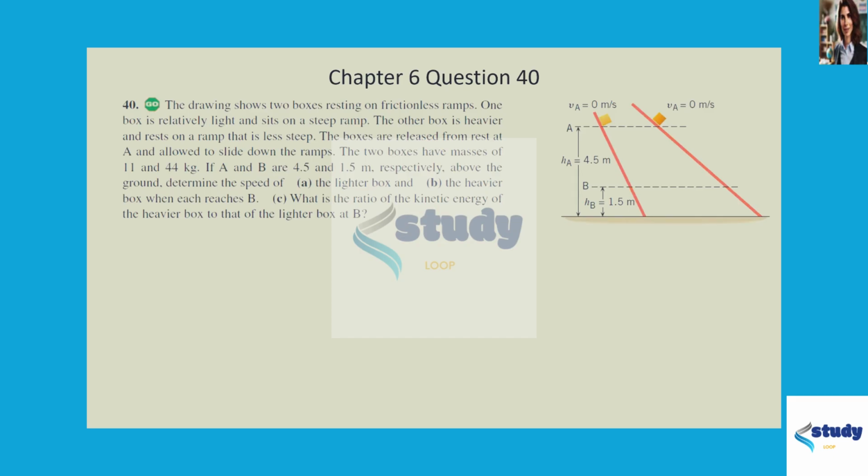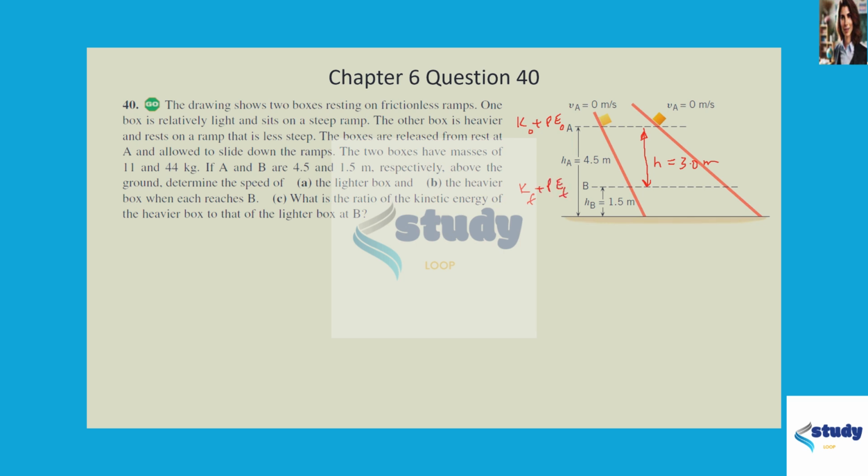So for both the boxes, the vertical displacement that they fall through would be 3.0 meters. And now for either of those particles, we can say that at A, they have some initial kinetic energy and some initial potential energy. And once they hit B, they will have some final kinetic energy and some final potential energy.